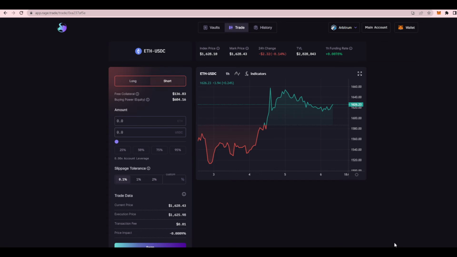There are a few things that I like to talk about when assessing perpetual futures dexes, and we'll jump into it right now with Rage Trade.